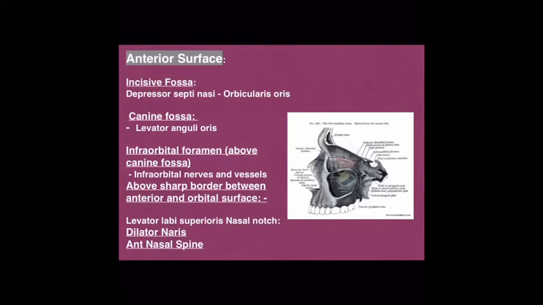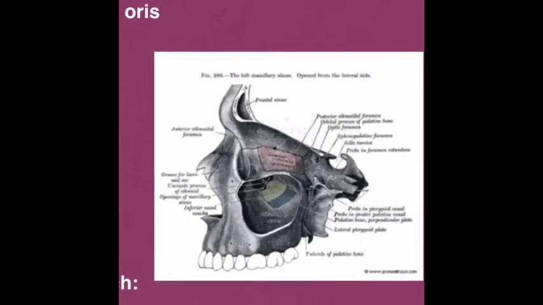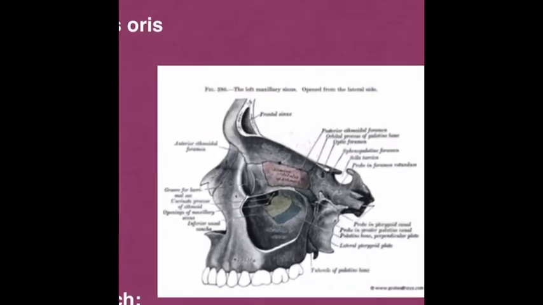levator labii superioris, nasal notch, و dilator nares والanterior nasal spine. هذا الانتيريور سيرفيس هاي الجهة الانتيريور سيرفيس وحسب ما قلنا الموجود بها.